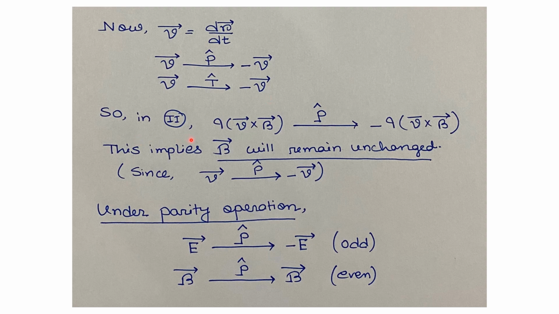Now in 2, the term q into v cross B under parity operation will change its sign because force will change its sign. That means this term will also change its sign. It means the magnetic field vector will remain unchanged because velocity is changing its sign. That will give the negative sign here. So B has to be invariant under parity operation. So what we have learned till now, under parity operation, the electric field vector changes its sign, so it is odd under parity operation, but the magnetic field vector doesn't change its sign under parity operation, so it is even under parity operation.